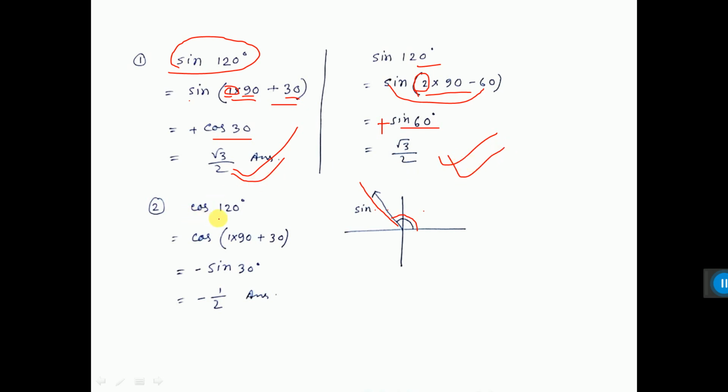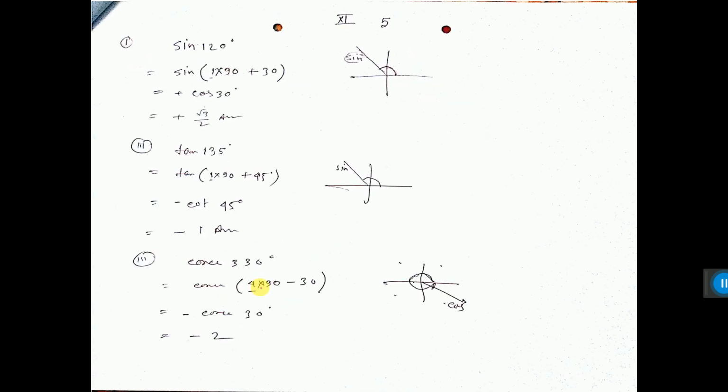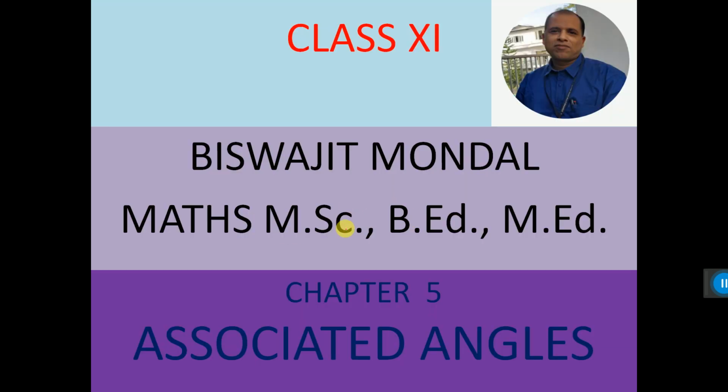Now see this sum, cos 120. 120 means 1 into 90 plus theta, so cos will become sin. Now I have given a minus sign. Why? In the second quadrant sin is positive, but our sum is cos, so a minus sign will come. So it is minus sin 30, and sin 30 value is half. That is the answer. That's all for this video.